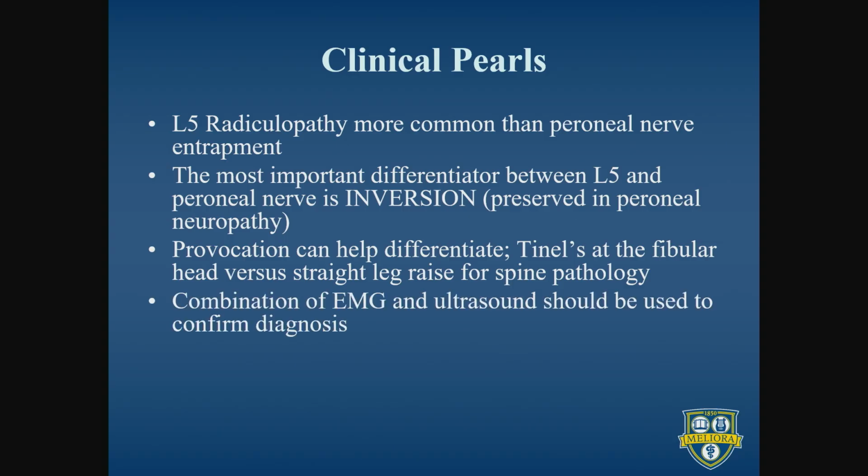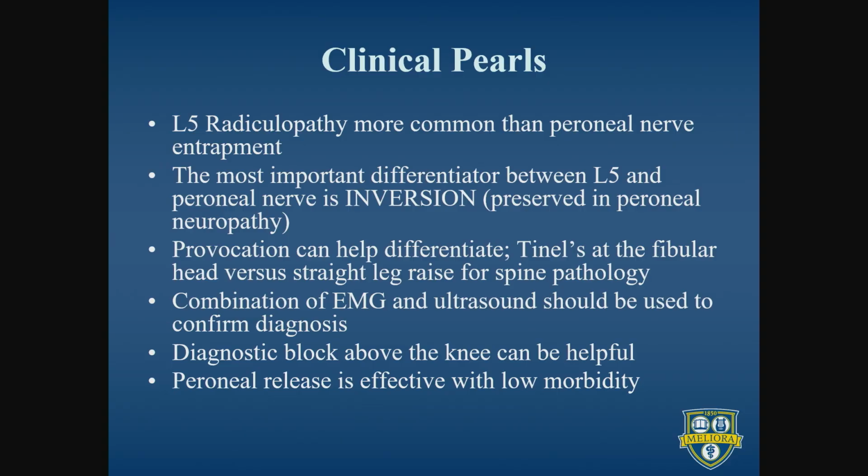EMG and ultrasound should be used in combination to confirm the diagnosis. And sometimes if you're still not sure, you can get a popliteal or mid-sciatic block, especially if most of the symptoms are pain, to help differentiate radiculopathy versus peroneal nerve entrapment. The nerve release is a quick operation, takes about 20 minutes, it's effective, and has low morbidity. So sometimes I'll start there if I'm confused about the diagnosis.